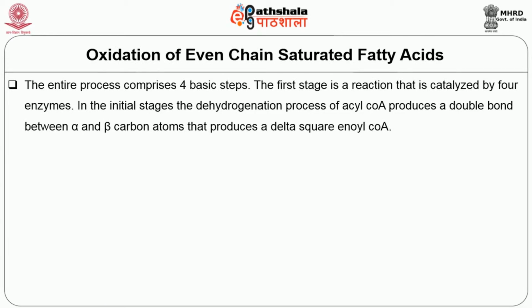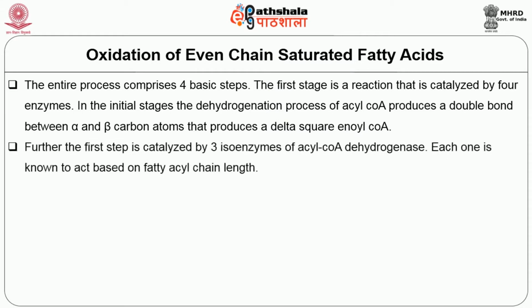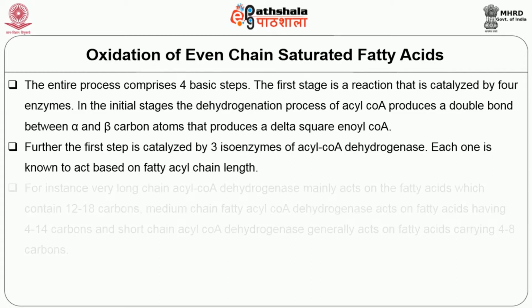The first stage is a reaction that is catalyzed by 4 enzymes. In the initial stage, the dehydrogenation of acyl-CoA produces a double bond between the alpha and beta carbon atoms, which produces a delta-2 enoyl-CoA. Further, the first step is catalyzed by 3 isoenzymes of acyl-CoA dehydrogenase. Each one is known to act based on fatty acyl chain length.